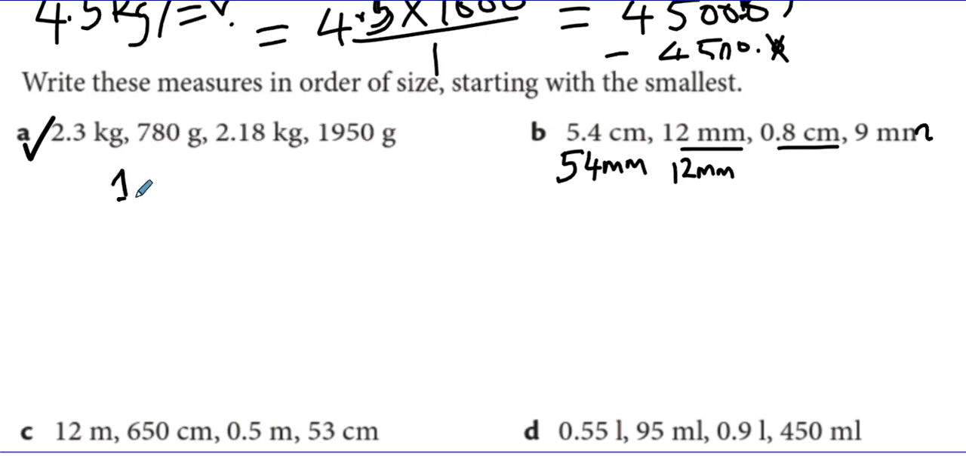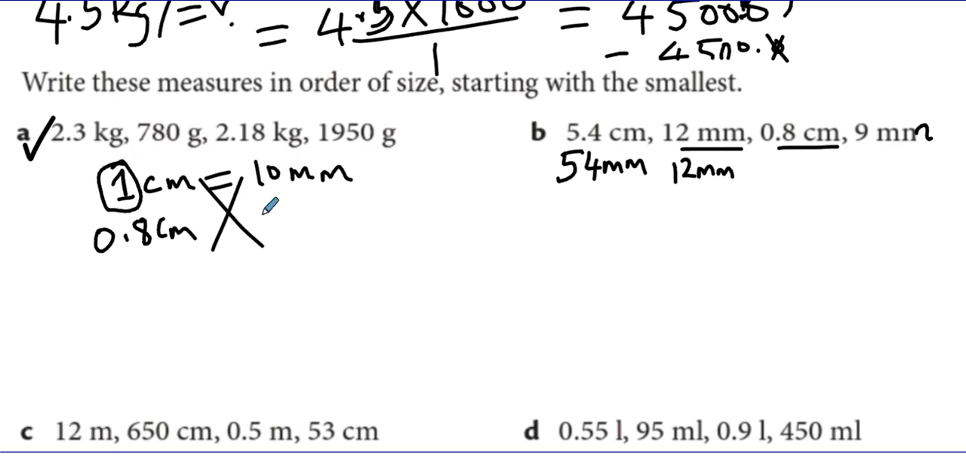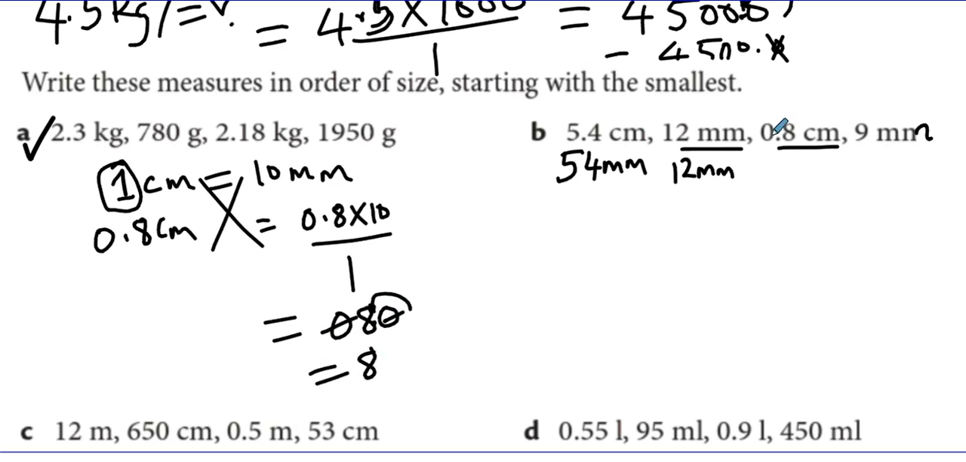So we know that 1 centimeter equals 10 millimeters. So how about 0.8 centimeters? You cross multiply. So it will be 0.8 times 10 divided by 1. And this will be equal to 0.80, 1 decimal place. So this will be equal to 8. So 0.8 centimeters is the same as 8 millimeters. This 9 millimeters will remain the same.